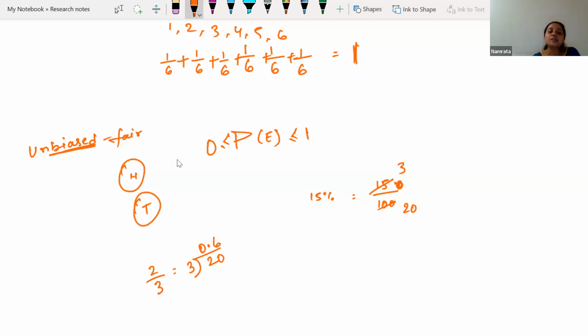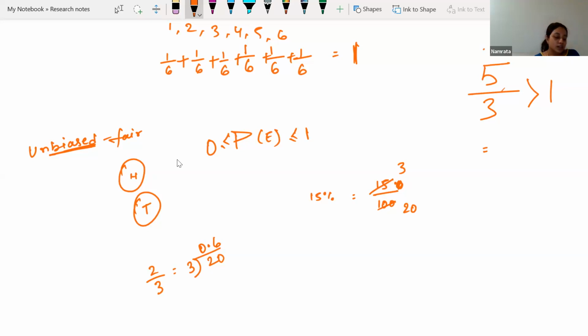One more way to decide is that the numerator will always be smaller than the denominator. That can be the probability. And if the numerator is bigger than the denominator, if you have an improper fraction, like 5 by 3, then you can say this value is greater than 1. Are you getting it?